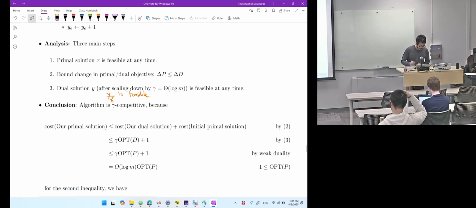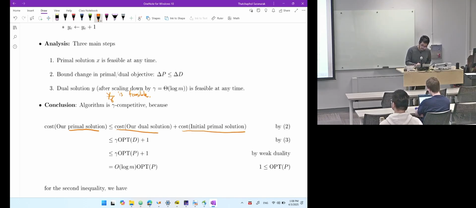our primal solution, the cost of primal solution, is going to be at most the cost of the initial primal solution plus the cost of the dual solution. This is by point 2, right? You start with this cost, and the total increase of the cost of primal is at most the cost of dual. Okay. Now, what is this one? This is just 1.